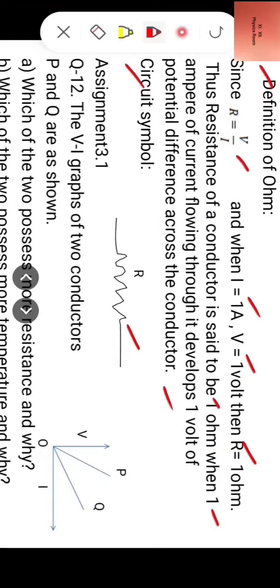Now assignment 3.1 continued. Question number 12. The VI graphs of two conductors P and Q are as shown.